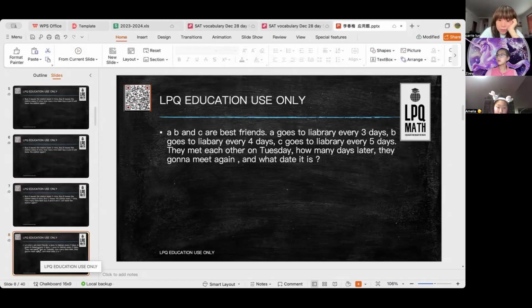Okay, so let's take a look at this one. A, B, C are best friends. A goes to the library every 3 days, B goes to the library every 4 days, and C goes to the library every 5 days. They met each other on Tuesday. How many days later are they going to meet again? And what day is it?